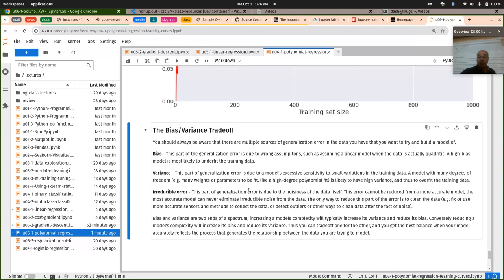Versus variance. This is talking about overfitting. So bias is really kind of the underfitting part, right? You have high bias if I'm underfitting, and you have low bias if I have a correct fit. If I'm overfitting, I'm going to have high variance. This is the part of the generalization error because I'm overfitting the data. I'm being too sensitive to noise instead of being sensitive to the actual function that's creating my data, right?